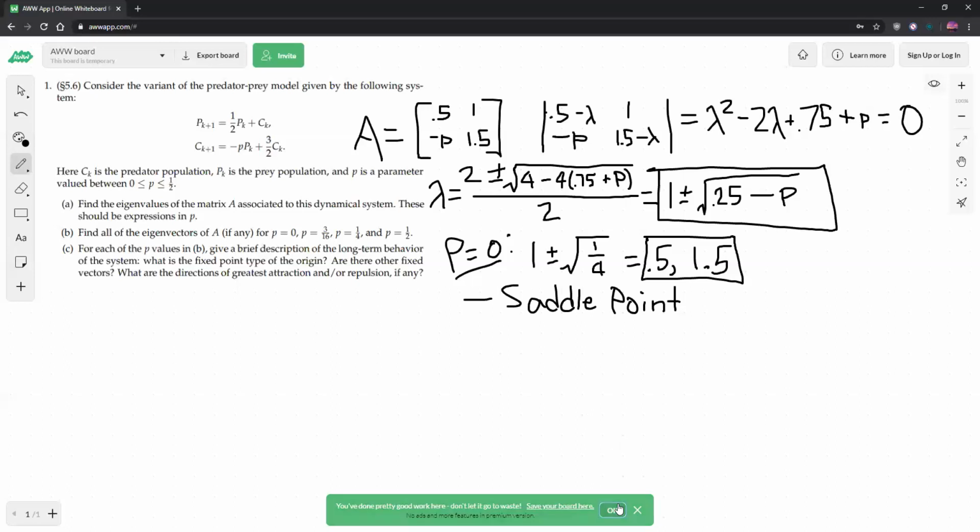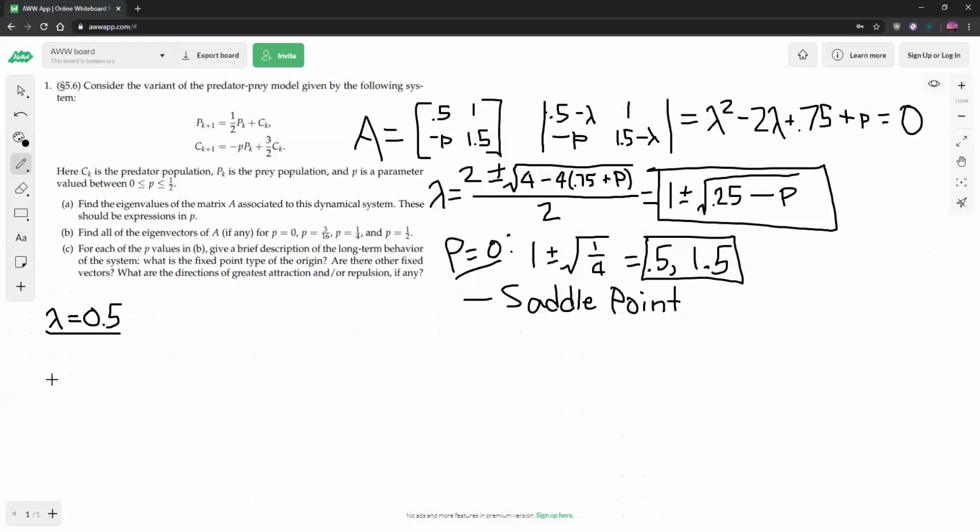So go away. There we go. Okay, so we have a saddle point. Let us look at the eigenvectors now, because we know that the eigenvectors are going to determine the greatest directions of attraction and repulsion. So first, let's look at the smaller one, the 0.5.